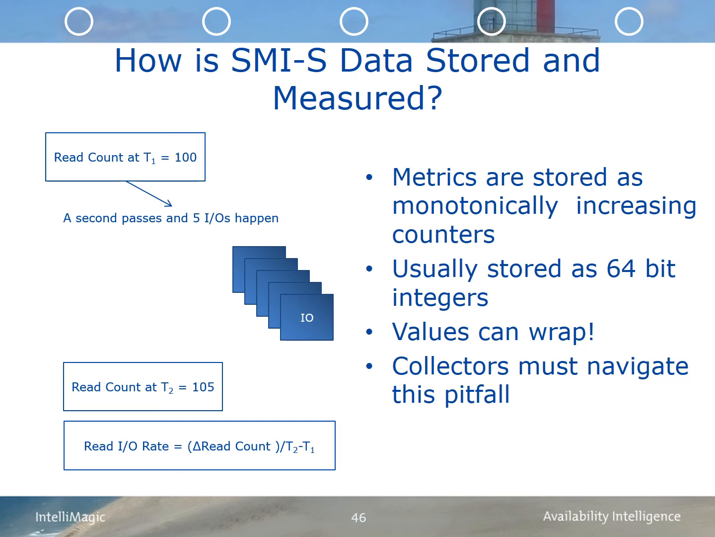Let's say we do a read, and we sample it at time 1, and there are 100 reads. A second passes, and during that second, 5 IOs happen. Then we take a read count at time 2, and it's 105. It's increased by the 5 IOs that have happened. To calculate the IO rate, the collector would need to look at the read count at time 2 and the read count at time 1, calculate the delta, and divide by the number of seconds in the interval.